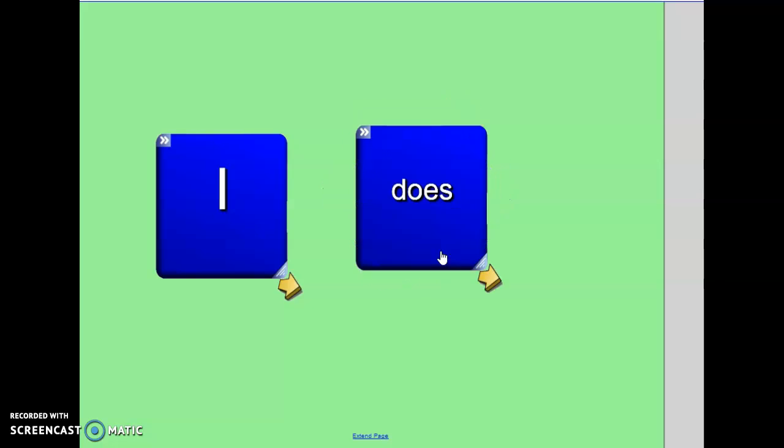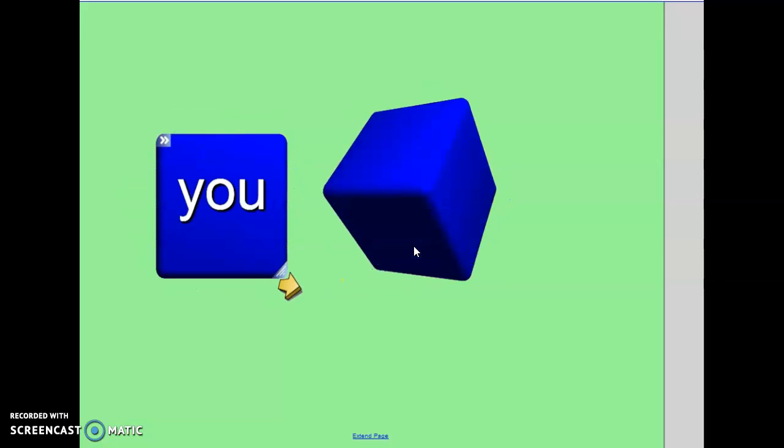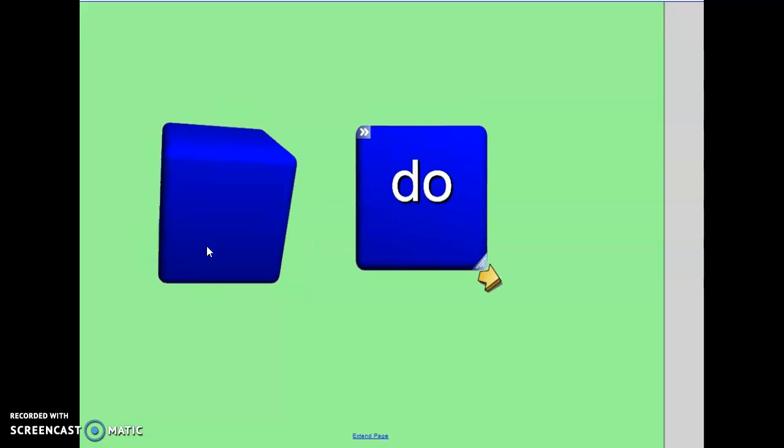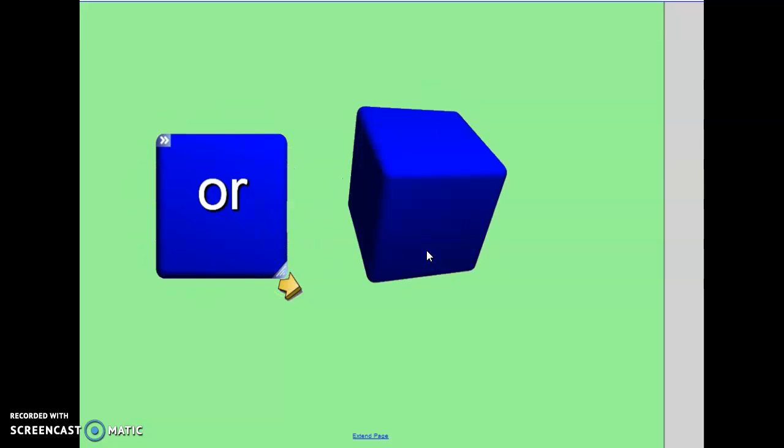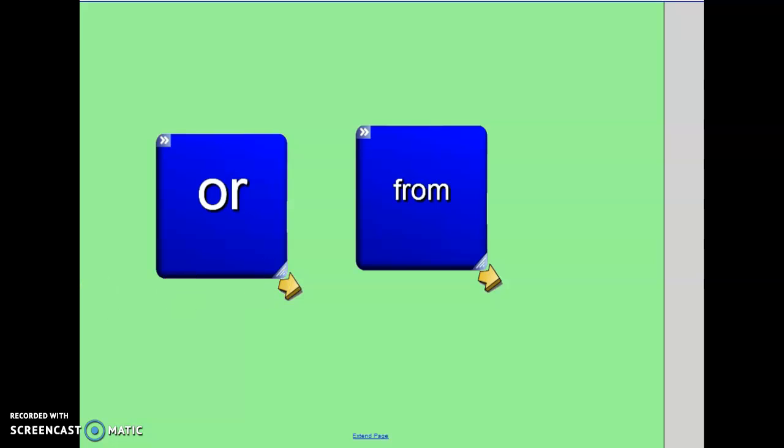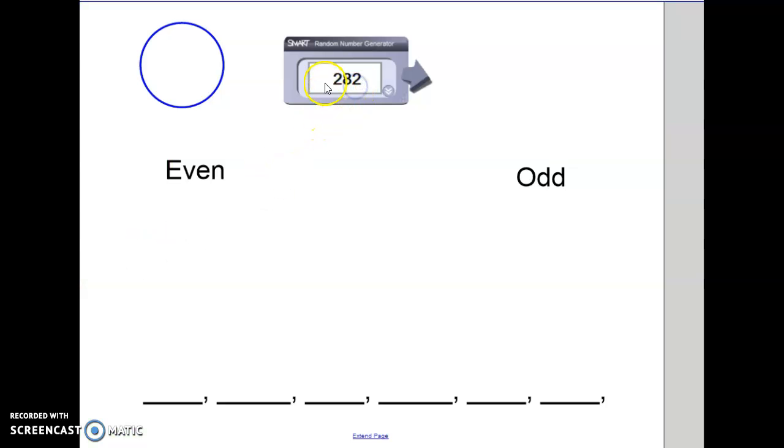Know these words and know them fast. I, does, you, do, or, from.